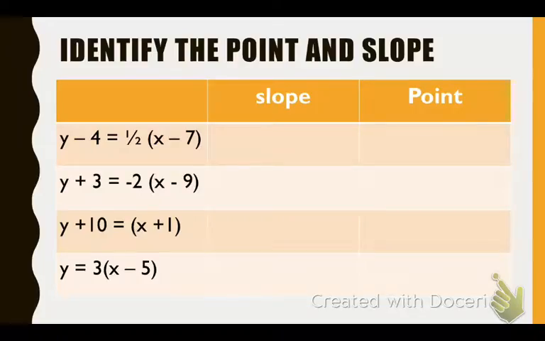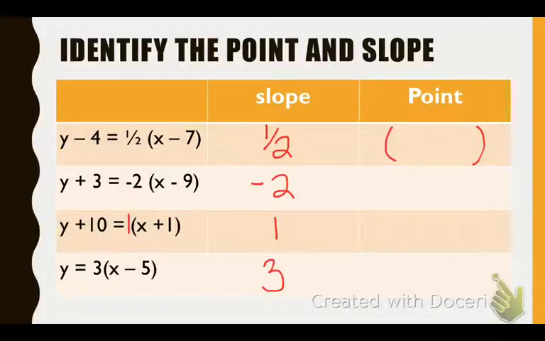Here are 4 examples of equations in point-slope form. Let's see if we can identify the different elements. So the slope is the coefficient in front of the parentheses. So in the first one, it would be 1/2. Then it's -2. Here, it would be +1 because nothing's there, so it's understood to be 1, and the final one is 3. Now, the points. It is whatever is after the minus sign. So it would be 7 for x1 and 4 for y1.